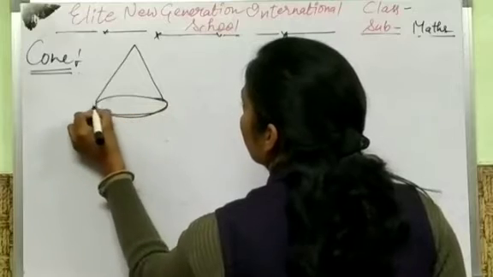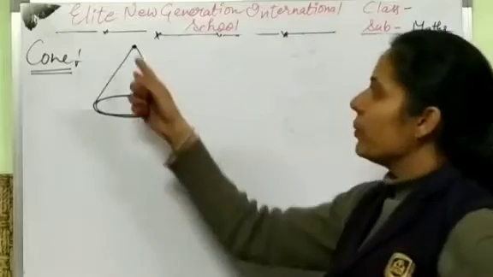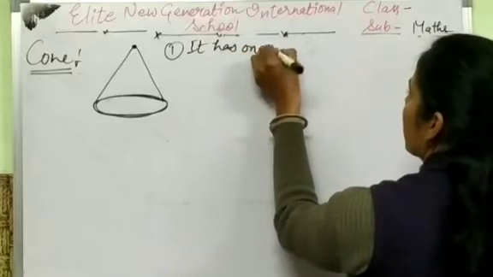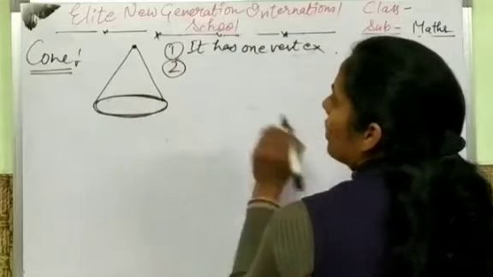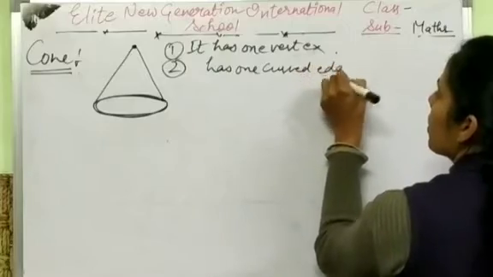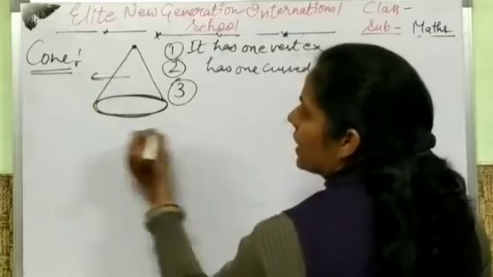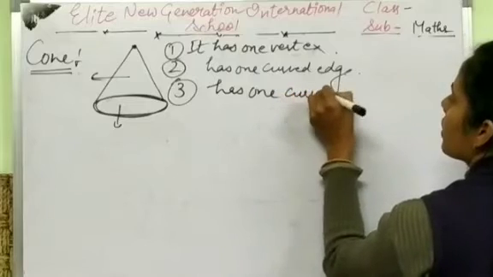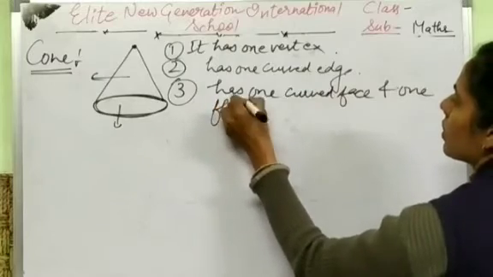Now you can easily say that it has 1 vertex. The second point is a cone has 1 curved edge. And it has 2 faces in total. This one is the curved face and this one is the flat face. So it has 1 curved face and 1 flat face.